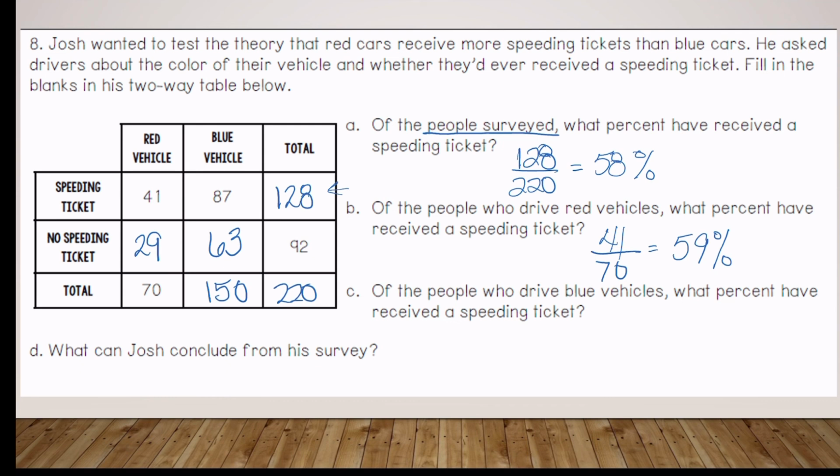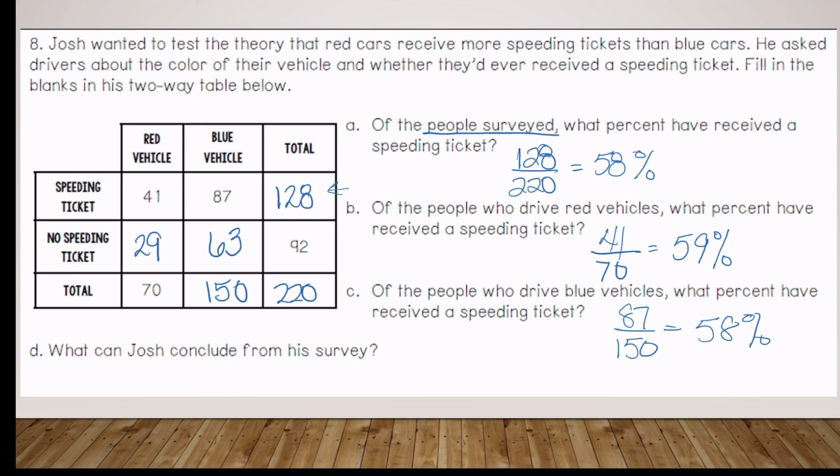Let's see what percent of the blue cars got a speeding ticket. We had 150 blue cars, and 87 got a speeding ticket. So that's 58%. The reason we have to compare both is because he actually asked more people with blue cars. So we still have to break each one down in comparison.